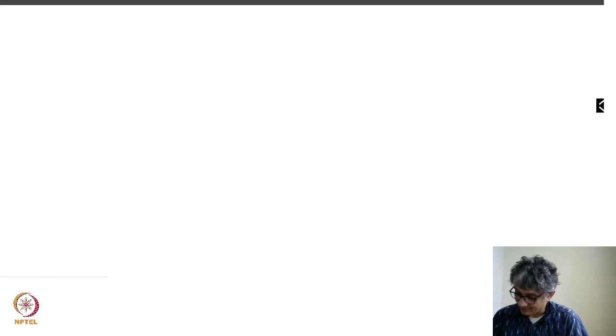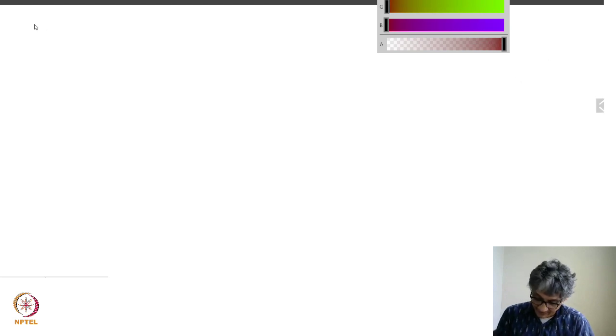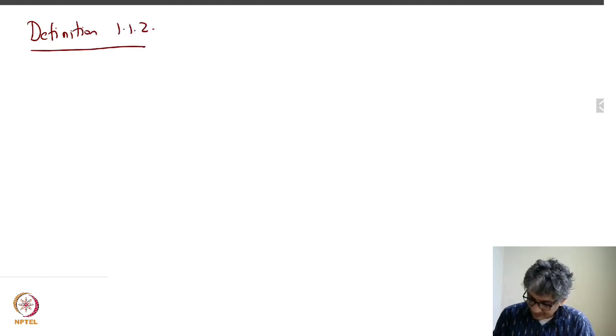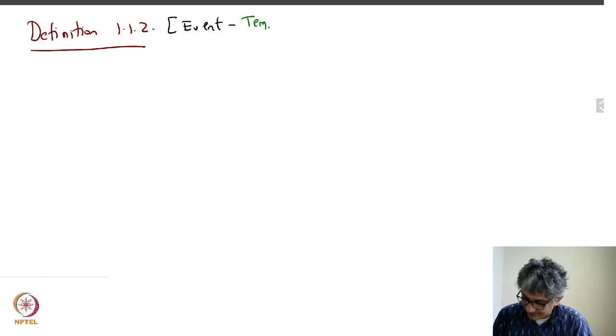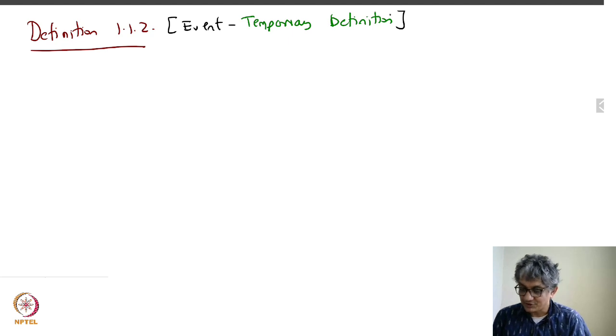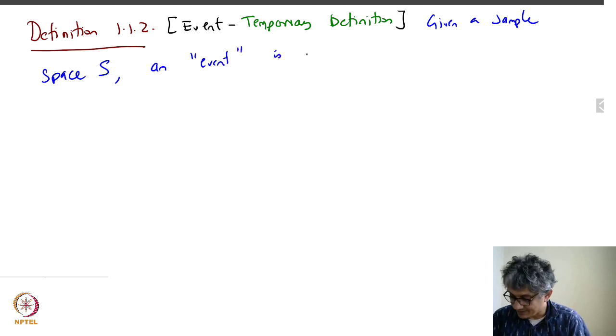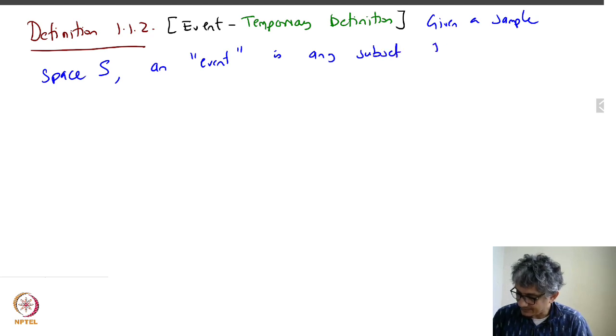So that's the next definition I would like to start here. This is called an event. Definition 1.1.2. It's called an event. And I'll just alert you a little bit. I will give a temporary definition, not because I don't want to give you the full definition at this point in time. It's just that the precise definition will take some time to develop. So for our purposes now, we will just assume, given a sample space S, an event is any subset E of S. Any subset E of S is an event.